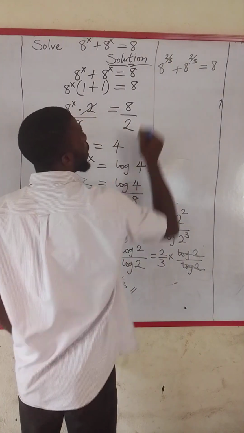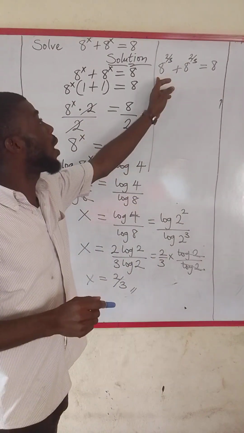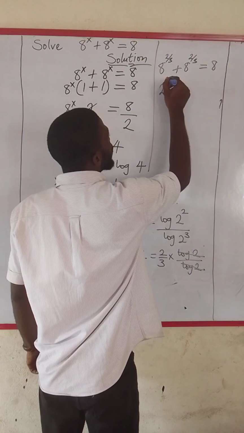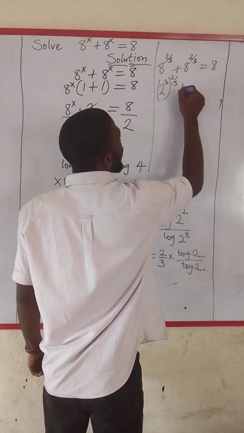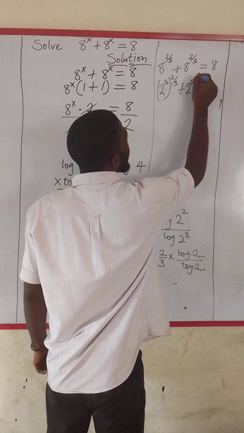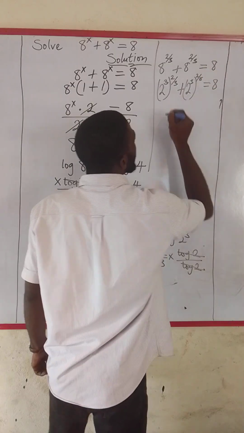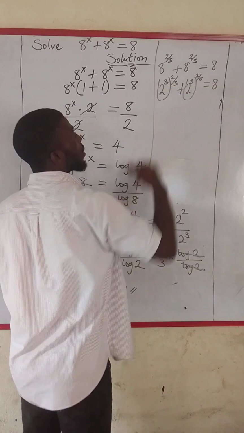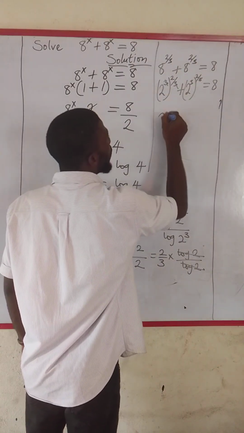Now we can express 8 in terms of powers of prime numbers. What is 8? 8 is the same thing as 2 raised to the power of 3, all raised to the power of 2 over 3, plus 2 raised to the power of 3, all raised to the power of 2 over 3 is equal to 8. Now when we remove the bracket, how do we remove the bracket? We multiply the powers. You now notice that 3 will cancel this 3.